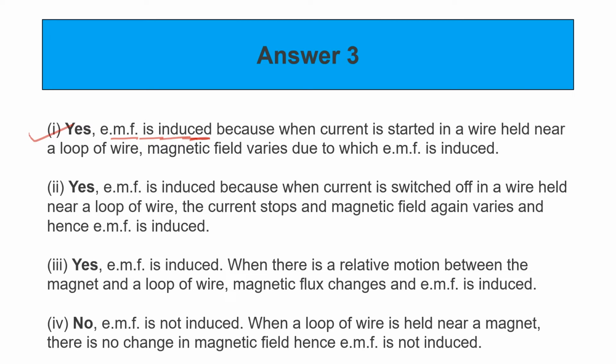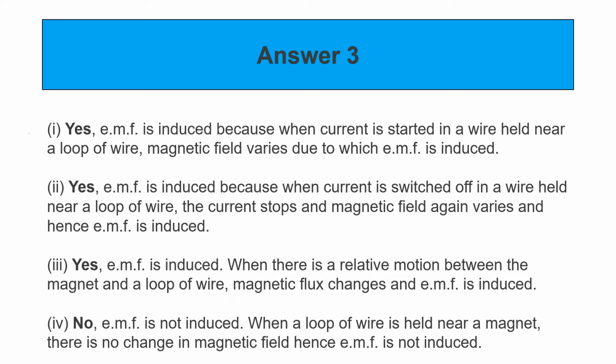In the second choice also, the answer is yes. EMF is induced because when the current is switched off, from its initial value it is decreasing. When it is switched off in a wire held near a loop of wire, the current stops and the magnetic field again varies, and hence EMF is induced. If it is increasing or decreasing, there is a change. Whenever there is a change, an EMF is induced. Therefore, in the second case also, the answer is yes.